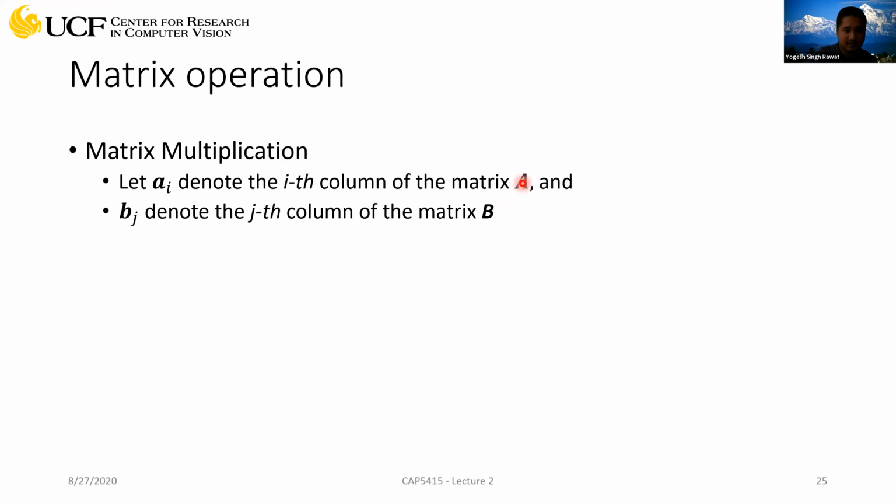For the first matrix A, what you will do is denote the ith column of that matrix with Ai and the jth column of B with Bj. So what you have now is two matrices, and each of these represents one column for both A as well as B. In this case, you have n columns and you have m columns here.